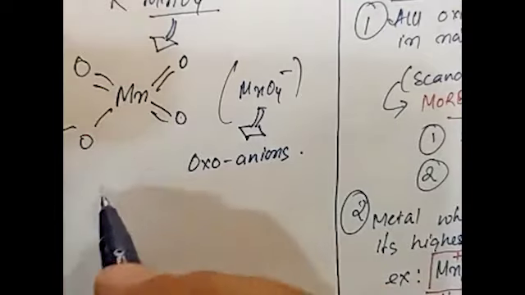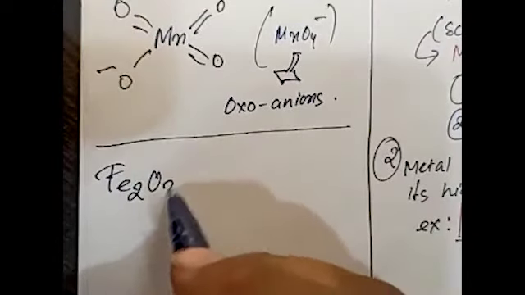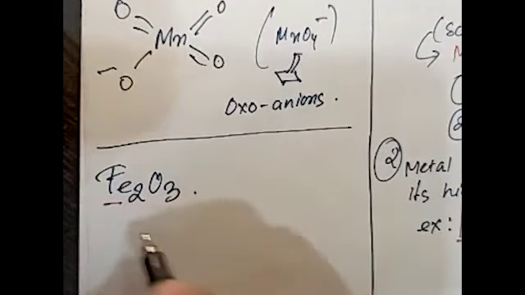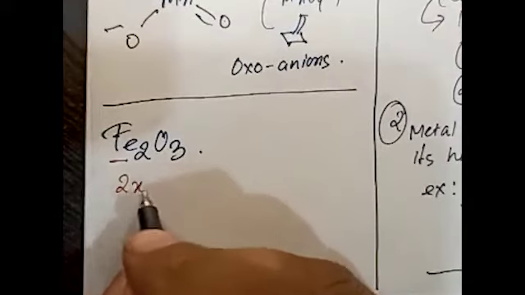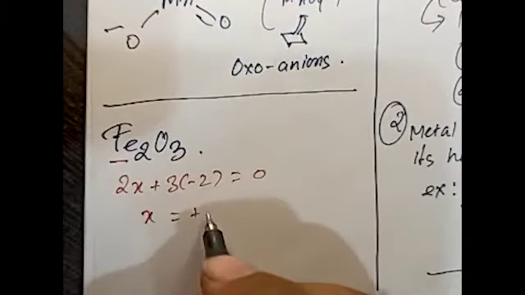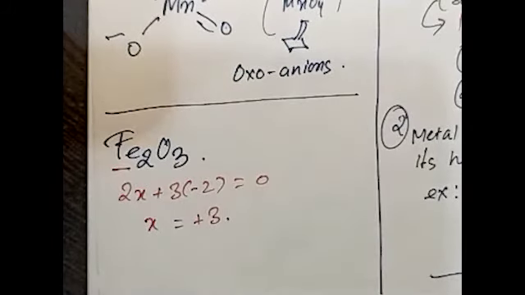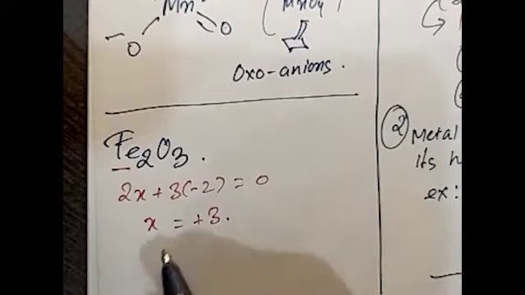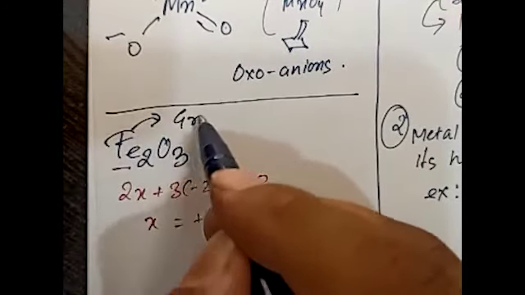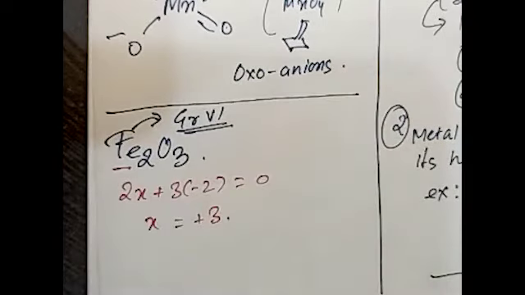Okay. So more examples we can see. What is the possible oxidation number? Fe2O3. Let us see the oxidation number of iron. Here, 2 times X plus 3 times minus 2 is equal to 0. So X is equal to plus 3. So in the case of group 6, oxidation state of plus 3 is also shown by oxygen. So some of the examples.